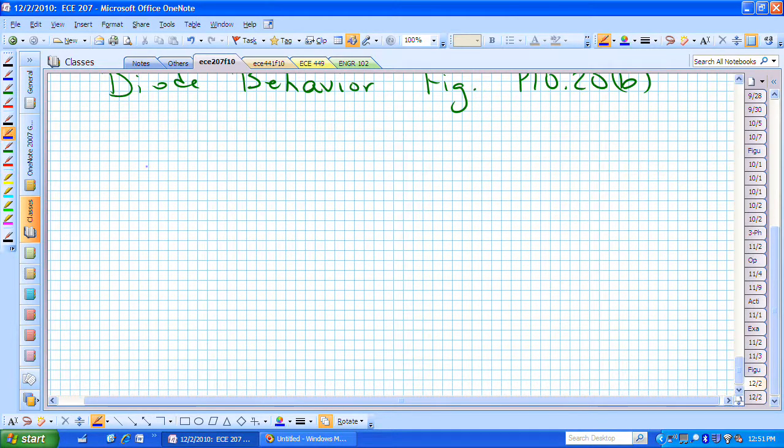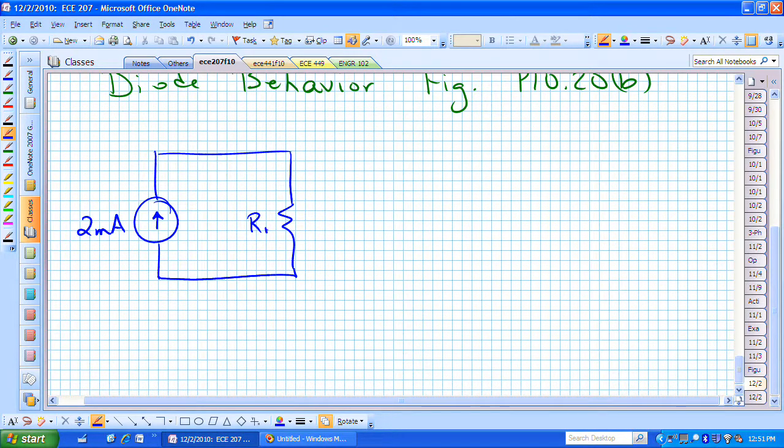The circuit for this light emitting diode is, let's sketch that. We have a 2 milliamp source which is in parallel with a 5K resistor, and I might be calling this R sub 1, so let me just label it R sub 1. Here is a DC voltage source of 10 volts.